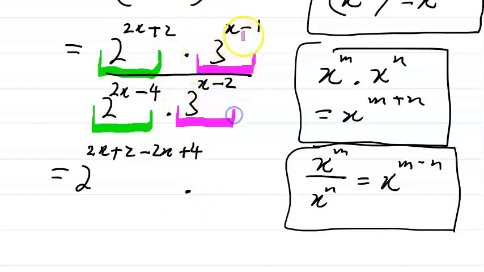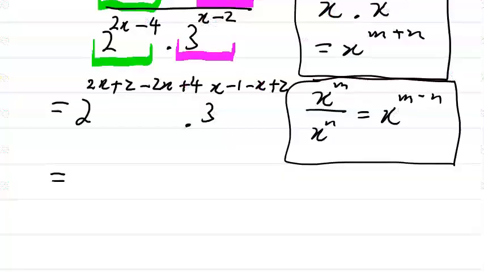And then here we have 3 to the x minus 1 all over 3 to the x minus 2. So that's going to be 3 to the x minus 1. Once again, because you're dividing, you change the signs of the bottom exponents. So you're going to get minus x plus 2. And let's see what we're left with now. So we're going to be left with 2. So 2x minus 2x cancels, that's 0. And then we're left with 2 plus 4 is 6.